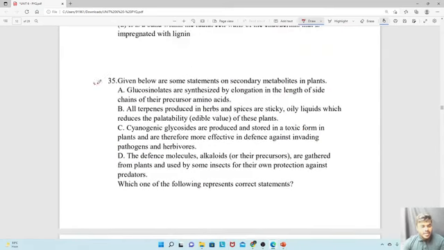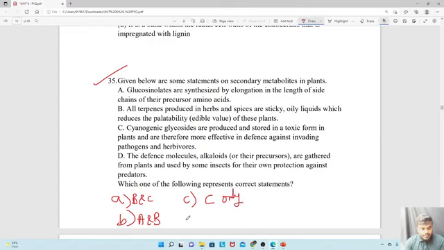Question number 35. Think and answer. This is also a very good Part B, Part C question. I will write the options here, friends. B and C only. Option B. A and B only. Option C. C only. Option D. A and D only.